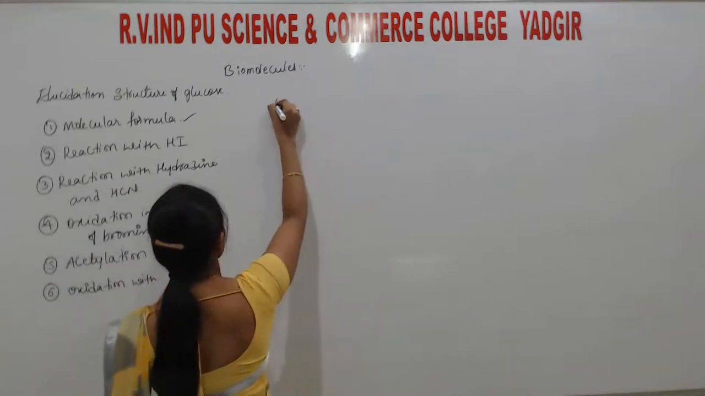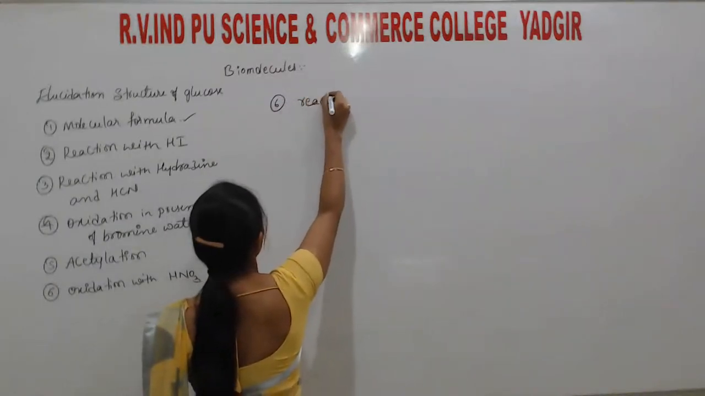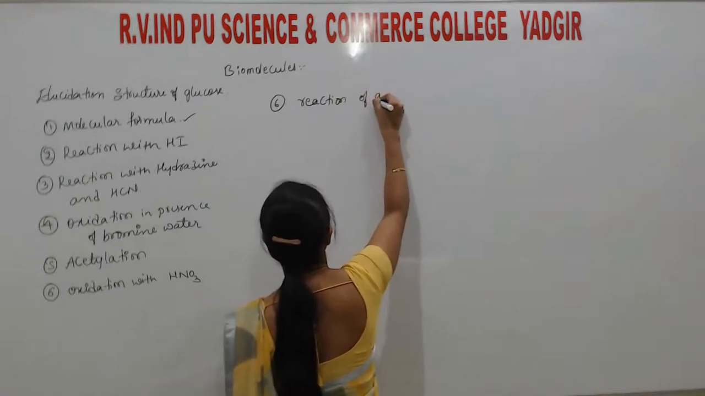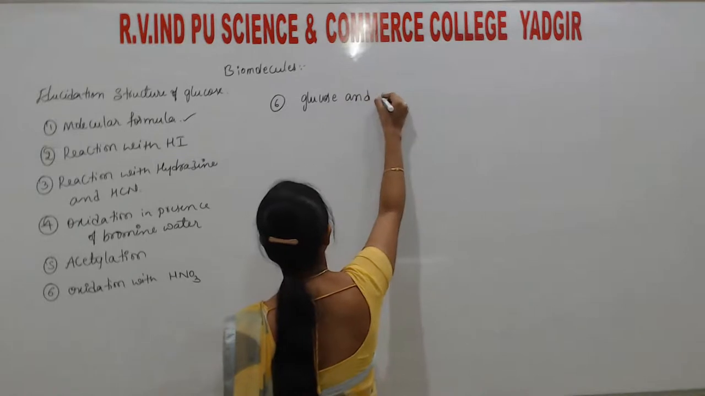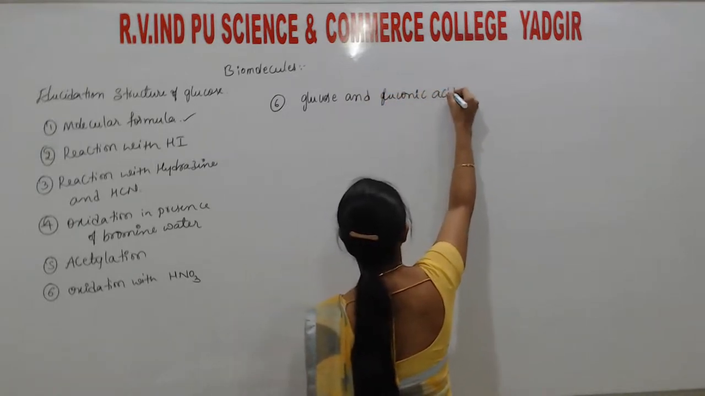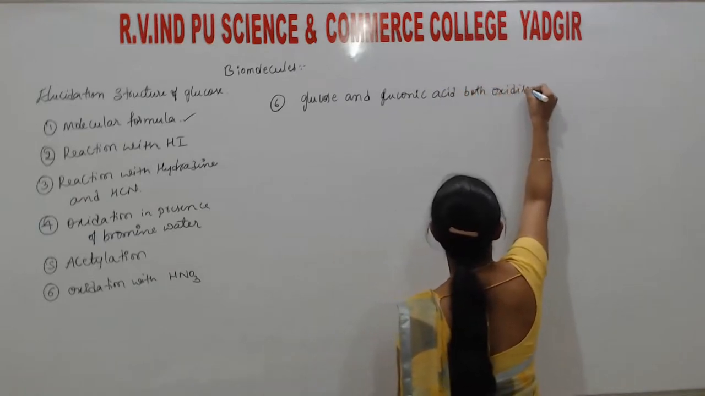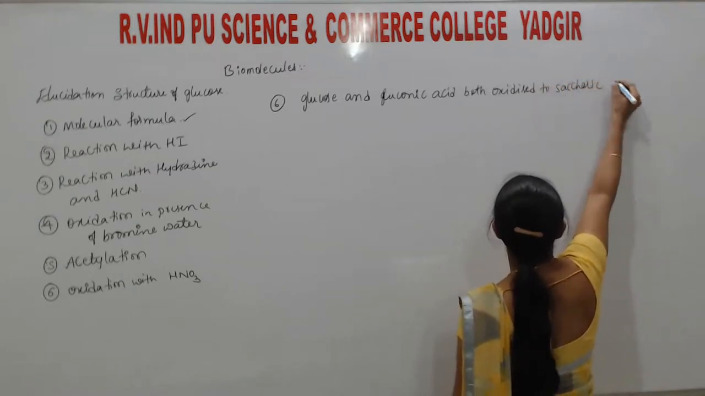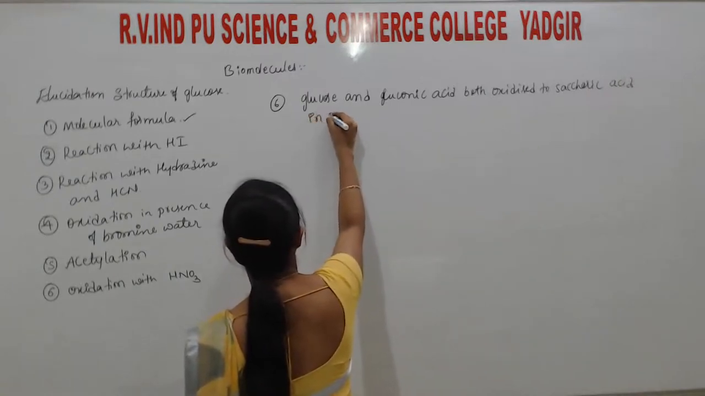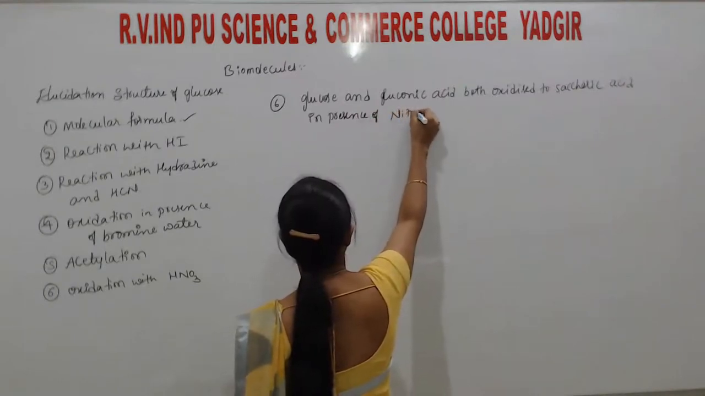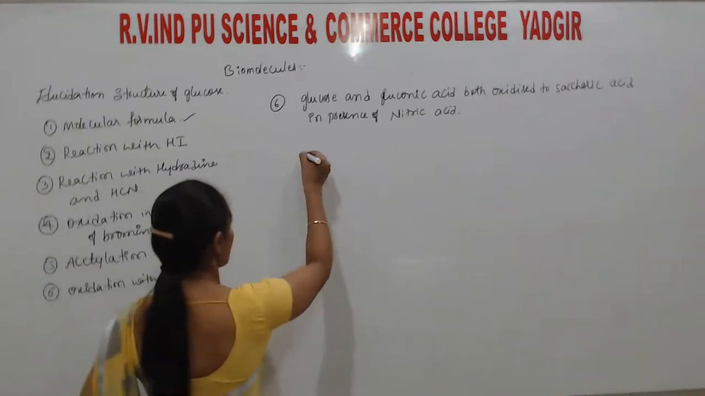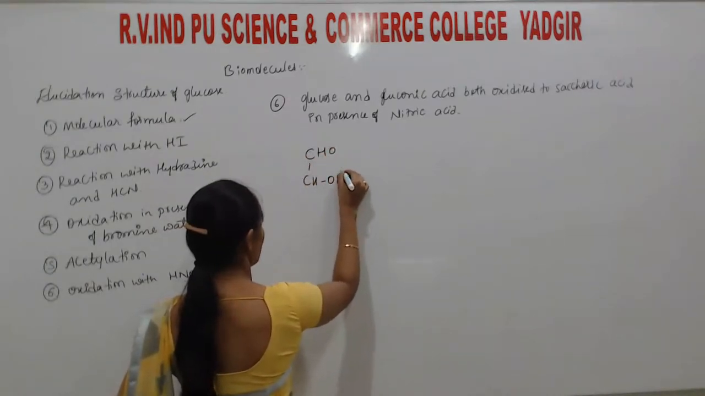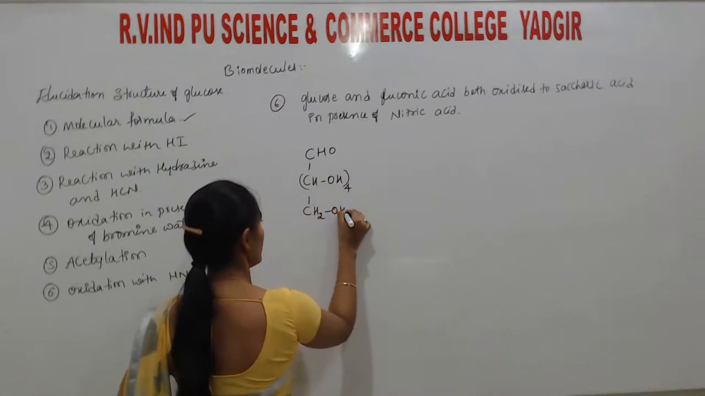Oxidation with HNO3, that is the last one. Glucose and gluconic acid both oxidize to saccharic acid in the presence of nitric acid. Both are oxidized to what? Saccharic acid, from gluconic acid or glucose. So students, the glucose structure is CHO, CHOH 4 times, CH2OH. This is glucose.